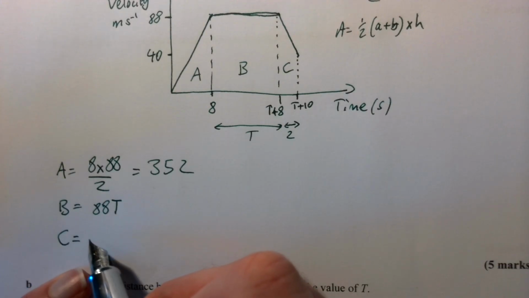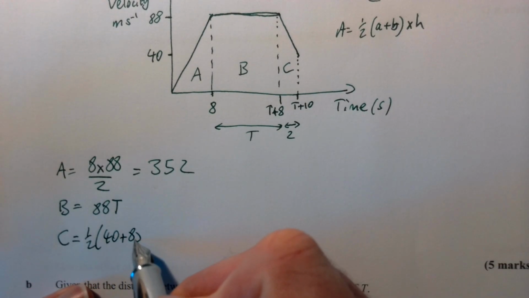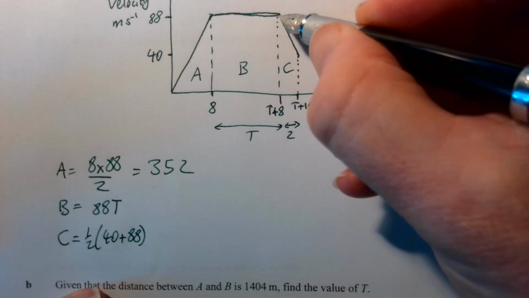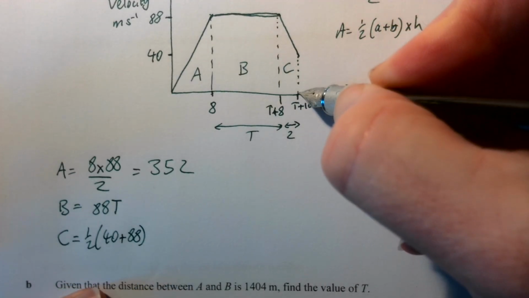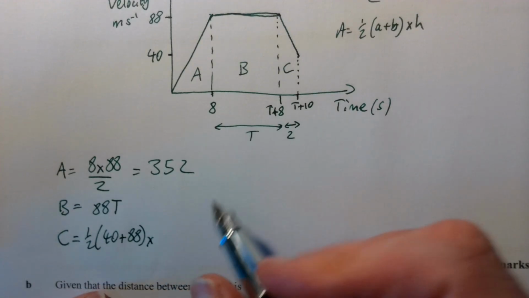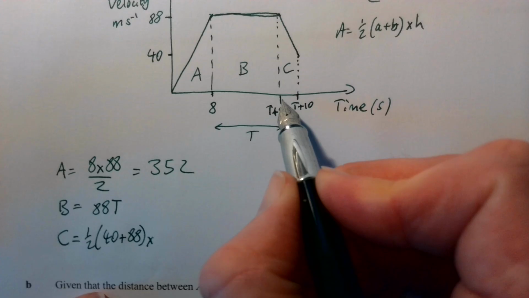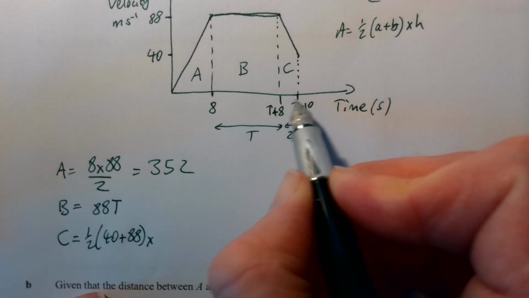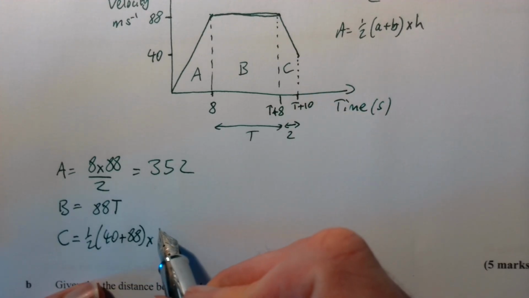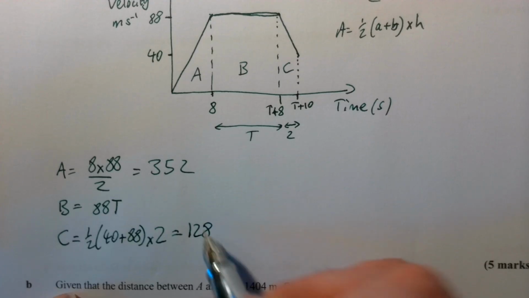So we're going to have a half, and you've got your 40 plus 88. So that 88 is that length, 40 is that length, and then we're multiplying that by the perpendicular height, which is actually your horizontal bit from 8 up to that, which was 2 seconds, wasn't it? So that'd be times by 2. So actually, if you halve it and then times it by 2, you're just getting what those two add together to make, which is 128.